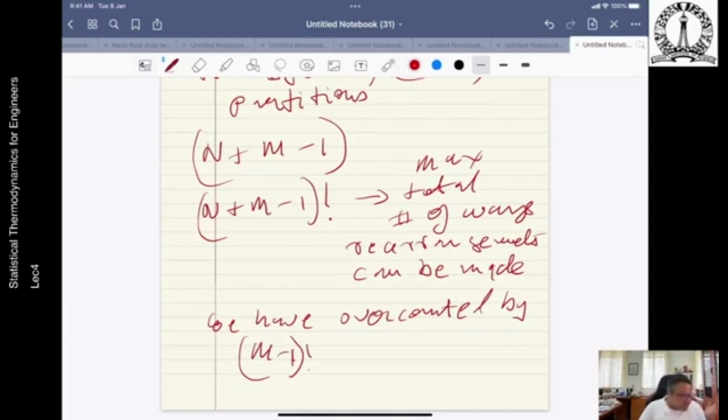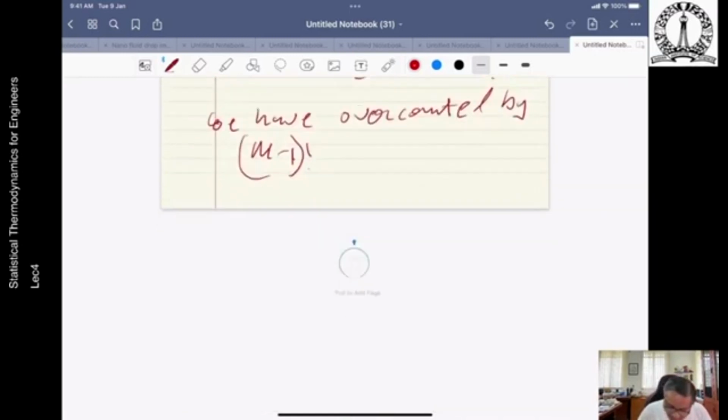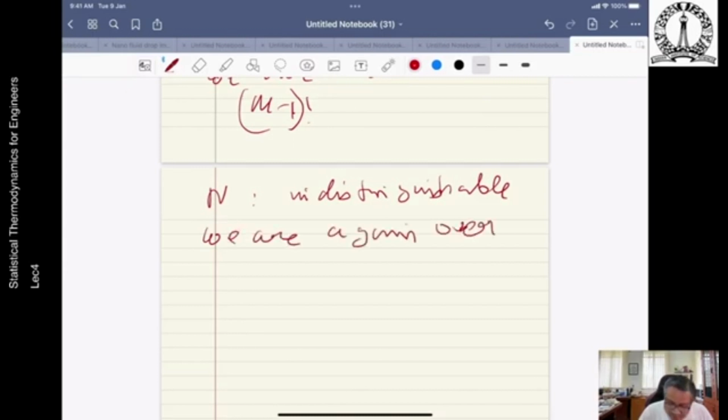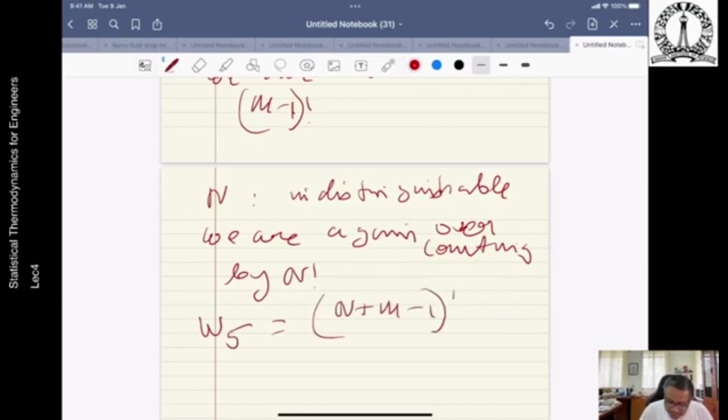And since the n objects are actually indistinguishable, on top of that, the n objects are also indistinguishable, right? So that means that we are again overcounting by n factorial, right? So therefore, the total number of ways in which this arrangement can be made is n plus m minus 1 factorial divided by n factorial times m minus 1 factorial.